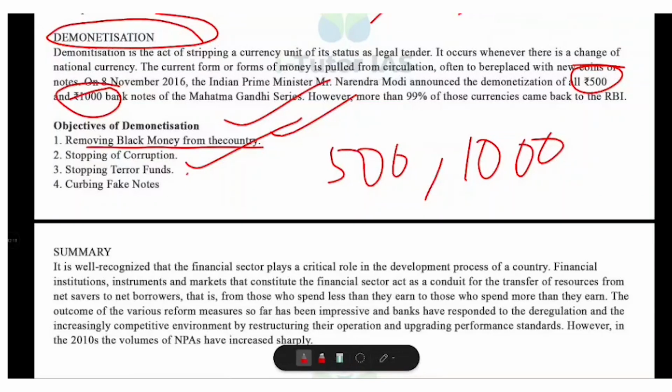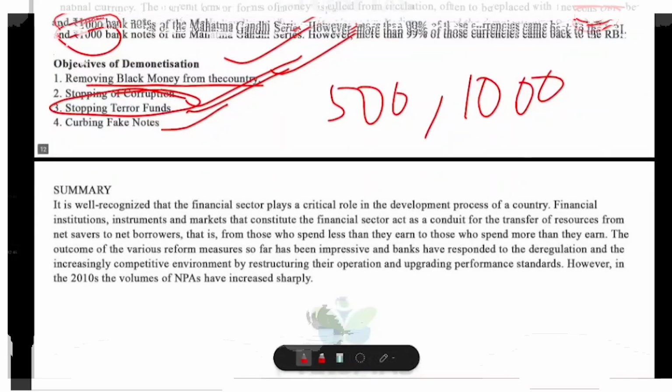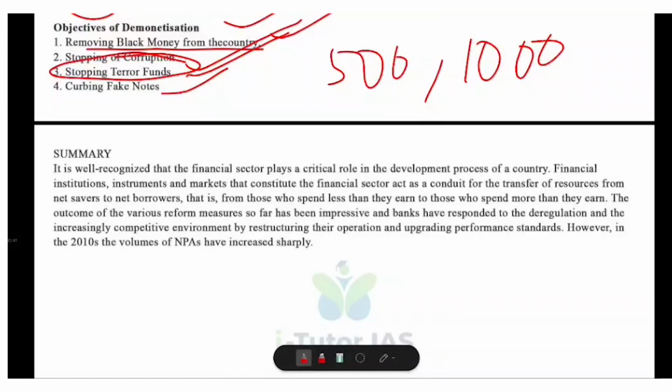Okay. Then curbing fake currency. Fake rupees 500 and fake rupees 1000 notes were reportedly being printed and circulated, especially across borders. So introducing new designs was expected to reduce counterfeiting. Then stopping terror funds. Many anti-national and terrorist groups were believed to be using fake currency for illegal activities. So demonetization aimed to cut off their financial supply. Okay, in short, we can say that demonetization was a bold step aimed at making India a cleaner, digital and transparent economy, but it also caused short-term pain for many sections of society.